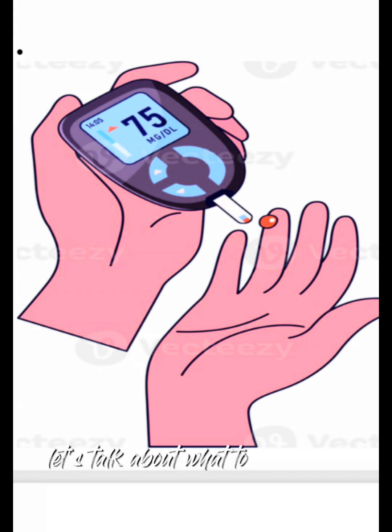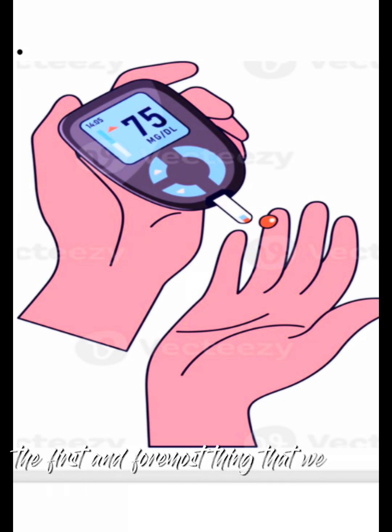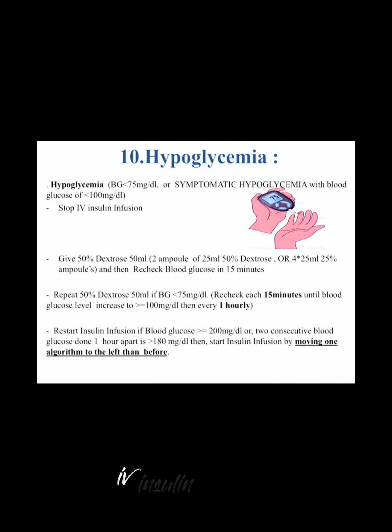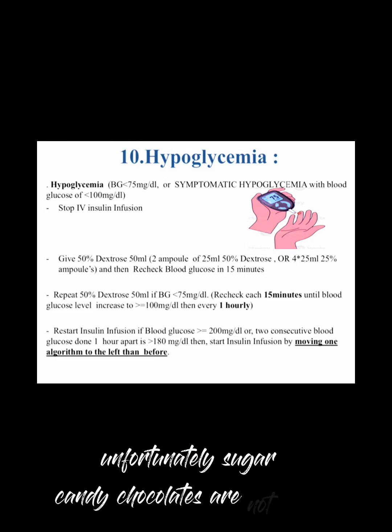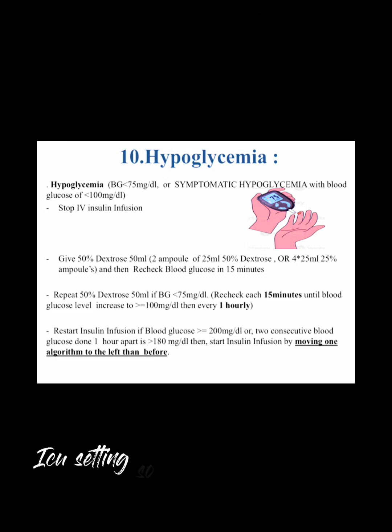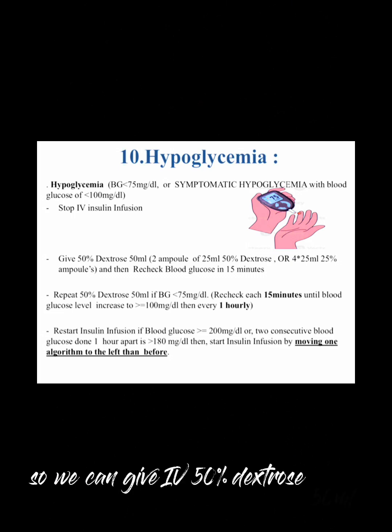Let's talk about what to do if hypoglycemia occurs. The first and foremost thing that we can do is to stop the IV insulin infusion. Secondly, if the patient is conscious, we can give sugar, candy, chocolates, or juice. Unfortunately, sugar, candy, chocolates are not easily accessible in an ICU setting, so even if the patient is conscious, we can give IV 50% dextrose 50 ml.